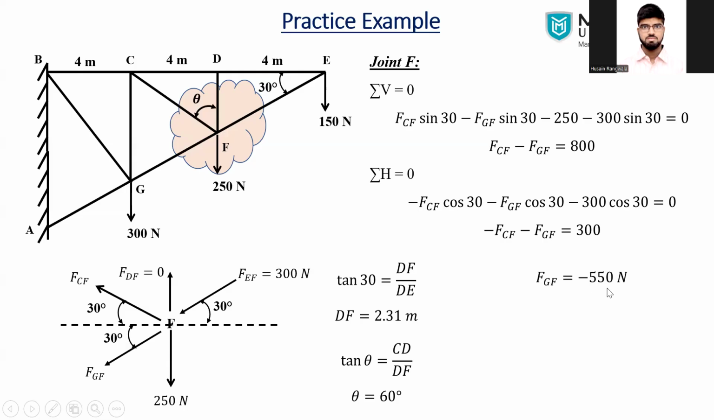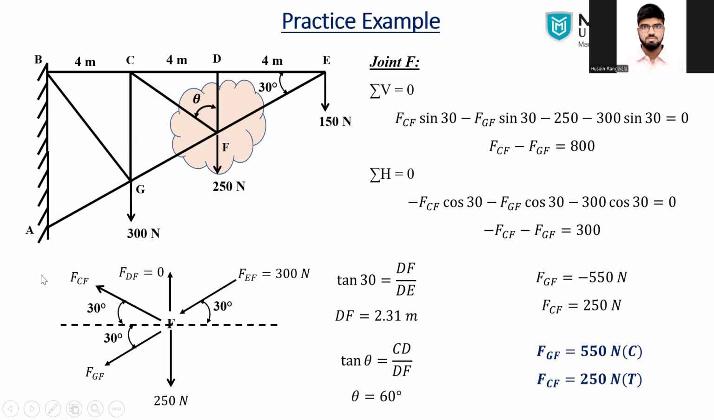If we apply FGF of minus 550 in this, we'll get FCF, that is 250 Newton. So what is the summary of this one? Here we have assumed FCF is a tension and the answer is a plus, so the force is a tension. While FGF, which we have assumed as a tension, has a minus sign, which indicates that the force is a compression. So this is the summary of the joint.